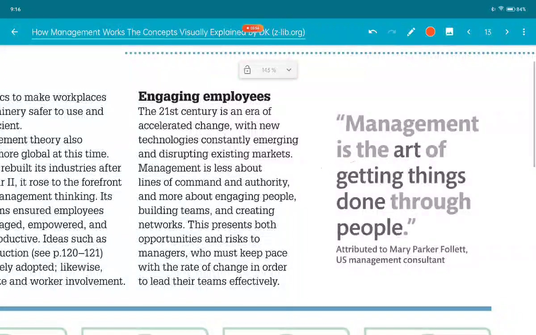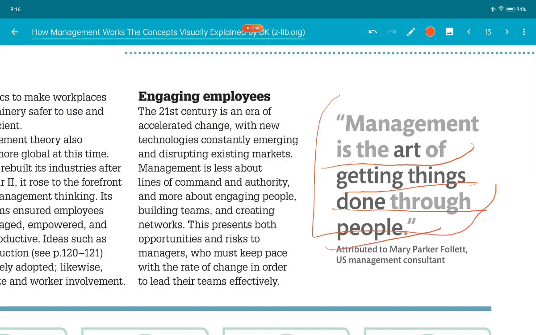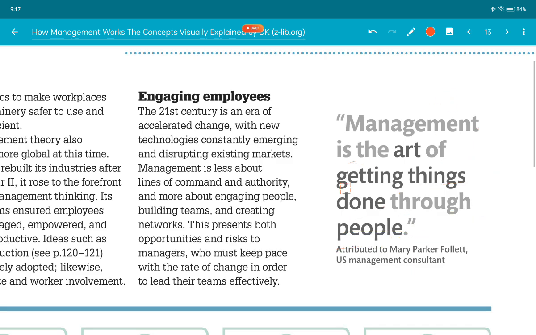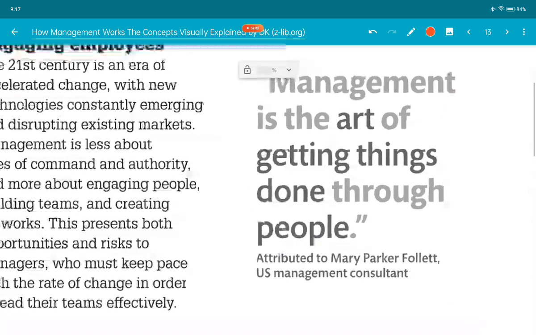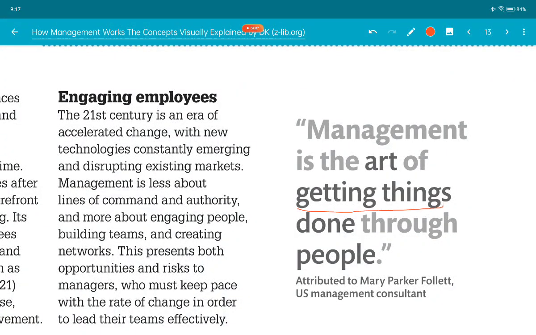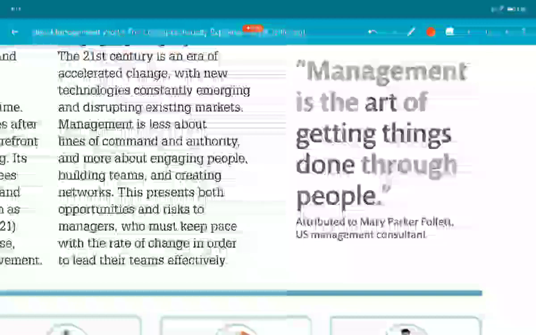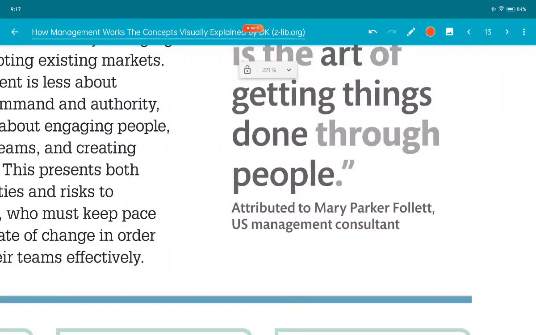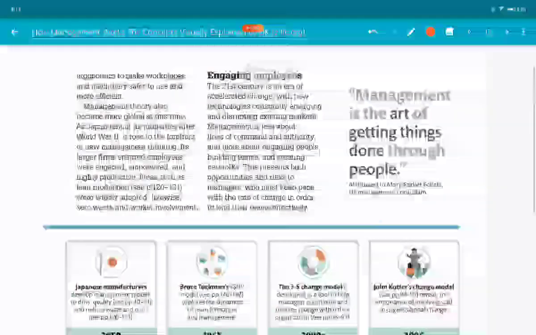Management is the art of getting things done through people. This is a very hard statement, you can say the Bible statement, that management is the art of getting things done by other people, not by you, by other people. It's very important. It is attributed to Mary Parker Follett, US management consultant.